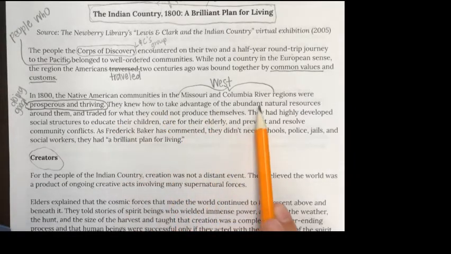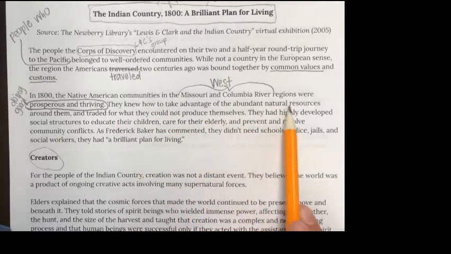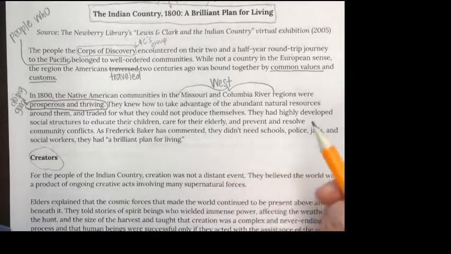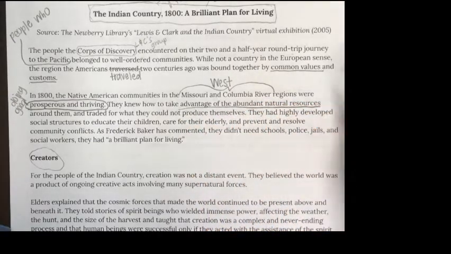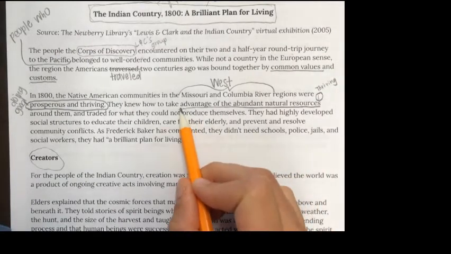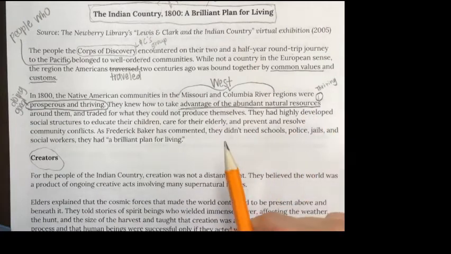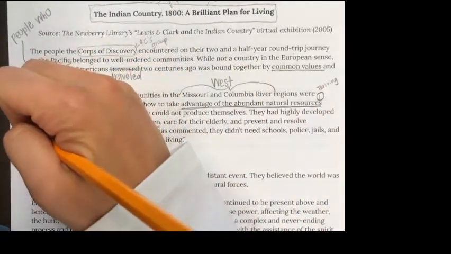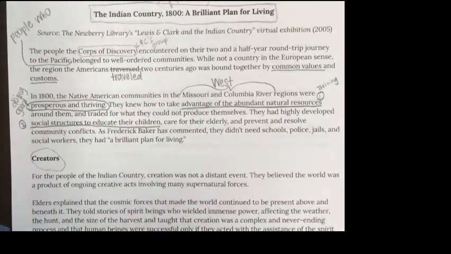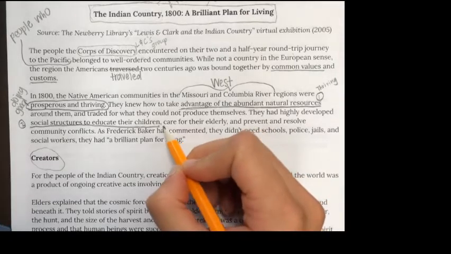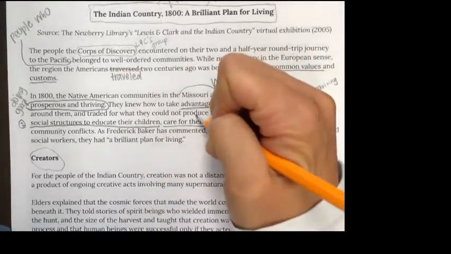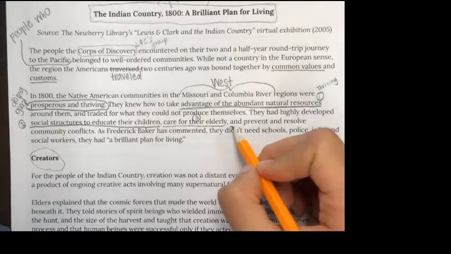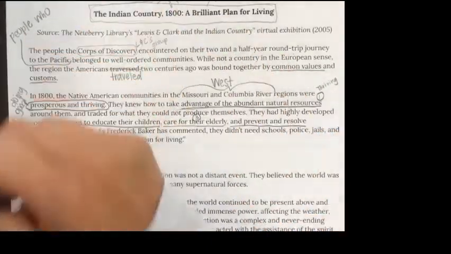They knew how to take advantage of the abundant natural resources around them. Okay, so I'm going to underline that because that tells me one reason how they were thriving, right? Because they have many natural resources. They also had social structures to educate their children. So that's good, right? Their children got education, so that's another reason they were thriving. They could take care of their elderly. That's a good thing. And they could prevent and resolve community conflicts.